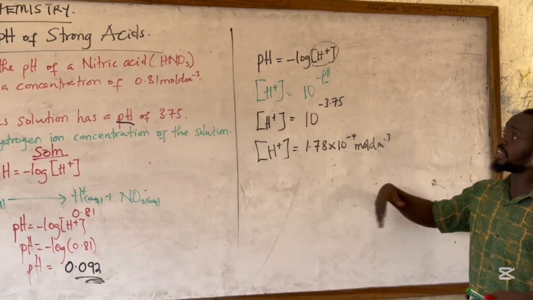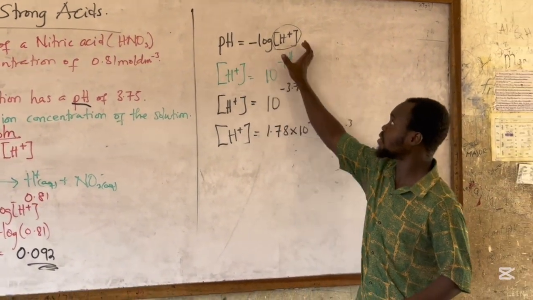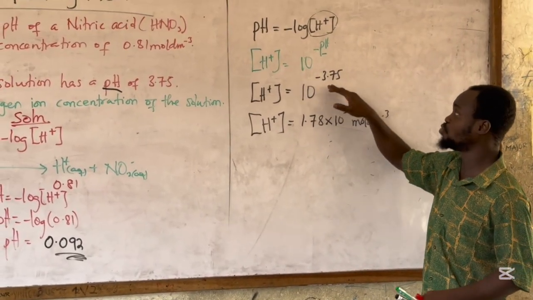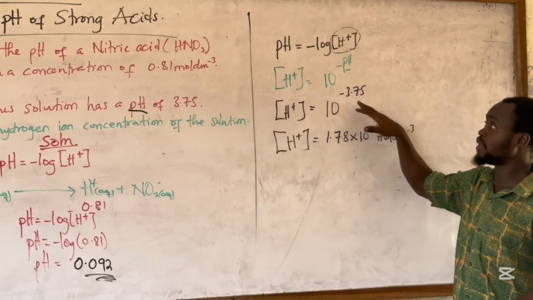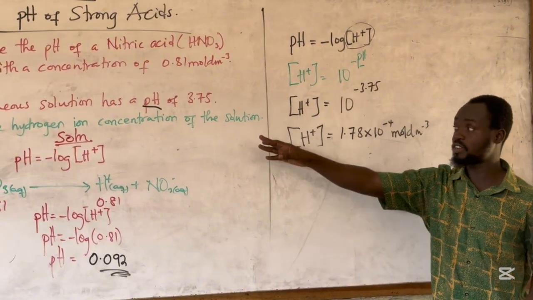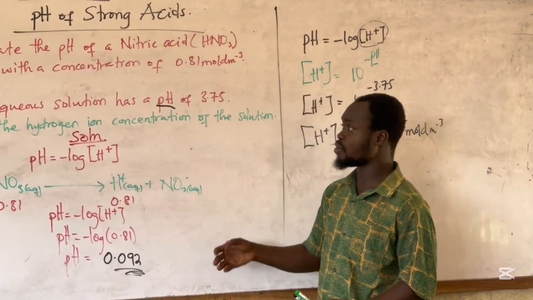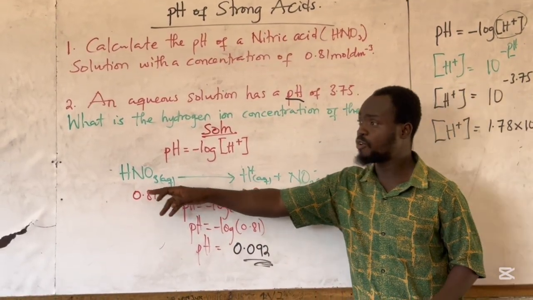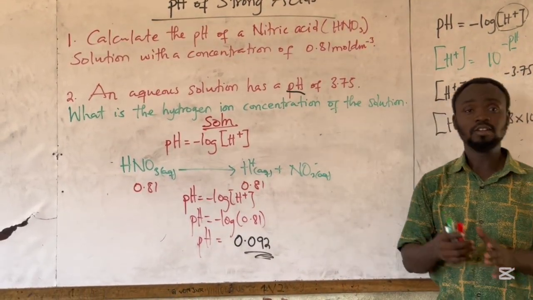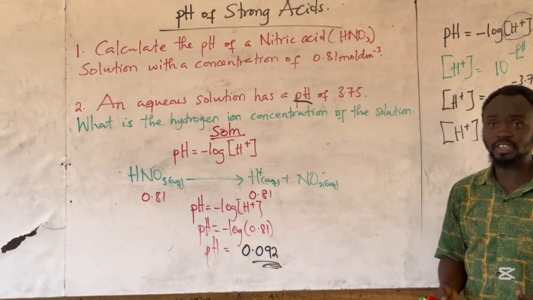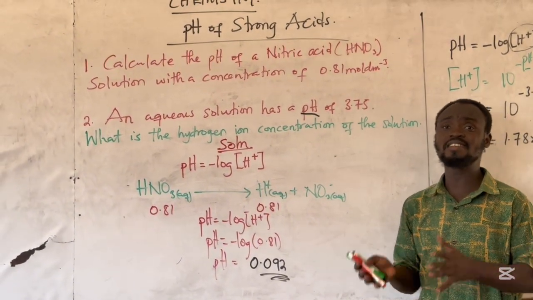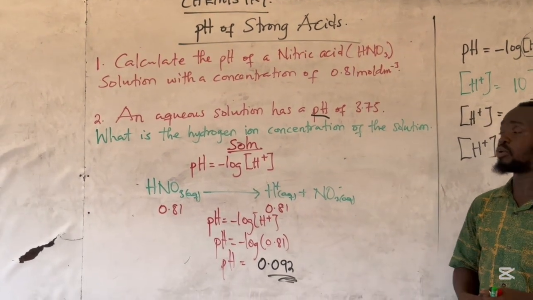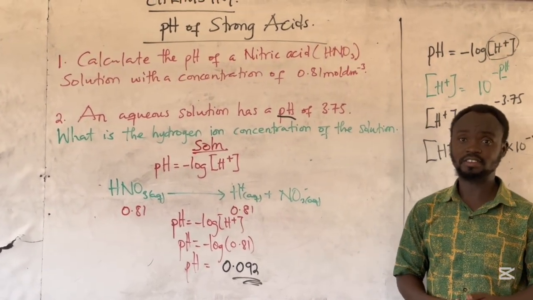So in cases where you are given a pH and you're asked to calculate the H plus ion concentration, just make that one the subject, as stated here, and then you do a substitution by replacing the pH with its value stated in the question. But if you are given a concentration of the strong acid and you are asked to calculate its pH, you first of all identify whether it is monoprotic, diprotic, or triprotic or polyprotic. If it is mono, the concentration of the acid is the same as the H plus ion concentration. You go through the same steps, and you are going to arrive at the final answer.